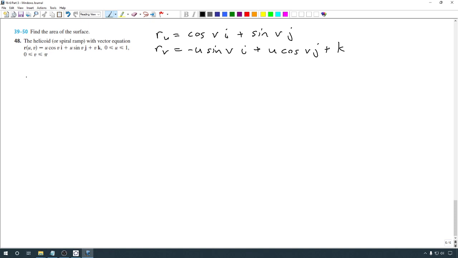We do need to take the cross product of this, and this can be the time-consuming part of it. So remember, we're putting these as our bottom 2 rows. I'm going to put the one that's going to be the longest down on the bottom, so r sub v is the longer one. So we have minus u sine v, u cosine v, 1. Then for the second row, we have cosine v, sine v, and 0. And on top, we have the i, j, and k.